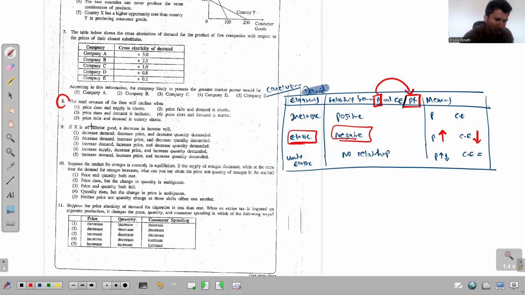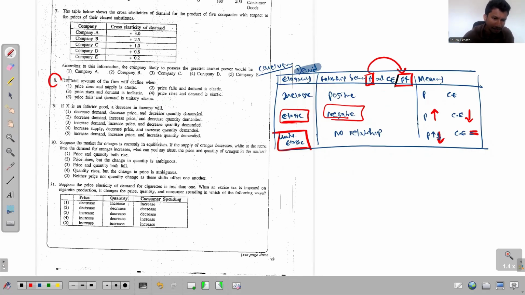In the fifth option, it says price falls and demand is unitary elastic. Demand is unitary elastic and price decreases. What happens to the producer's revenue? Nothing happens. It remains the same. We skipped the first one, so come back to the first one.